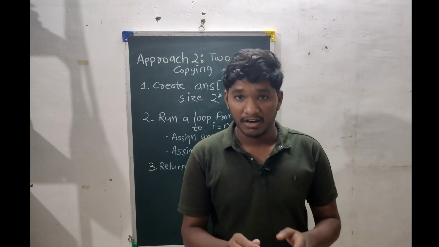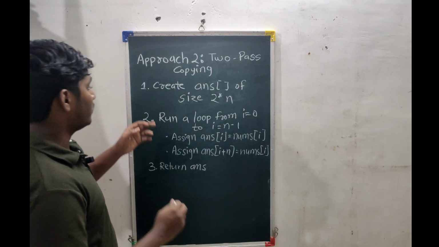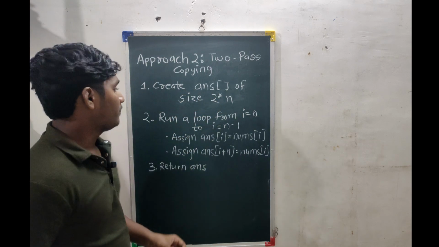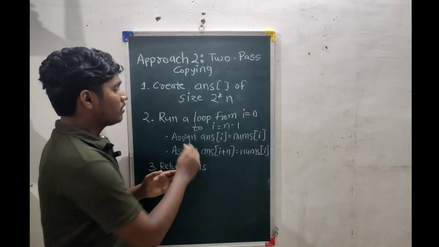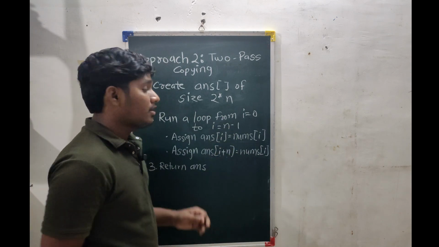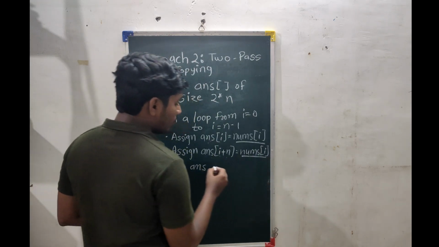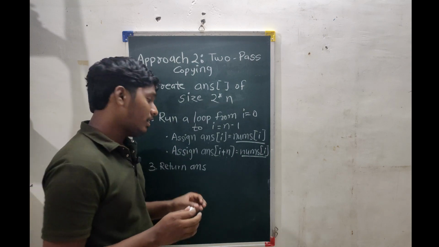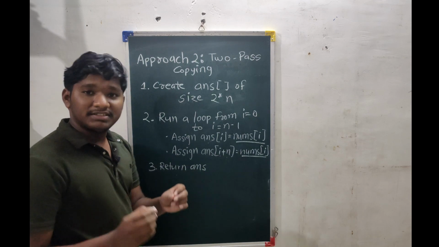So let's see our second approach, approach number 2, two pass copying. In this approach the first step is to create another array answer of size 2n, where n is the size of our input array. In the second step we run a loop from i equal to 0 to n minus 1, and for each iteration we assign nums of i to answer of i, and nums of i to answer of i plus n. After all the iterations, we have successfully concatenated our nums array, and in the last step we return this answer array.